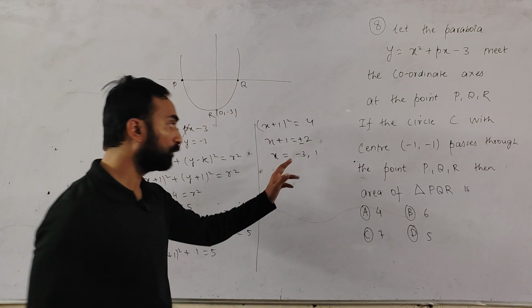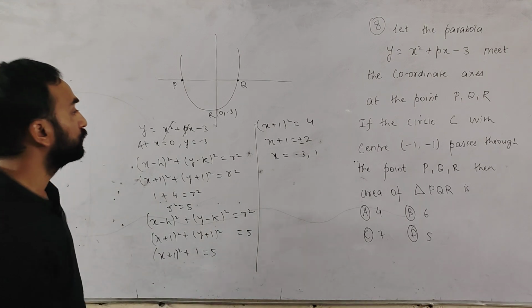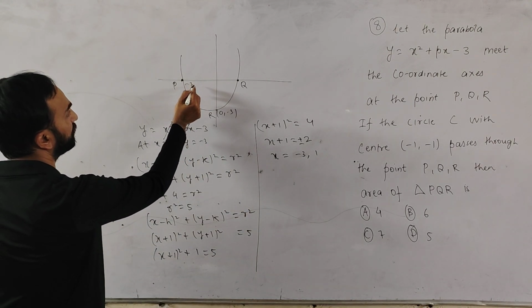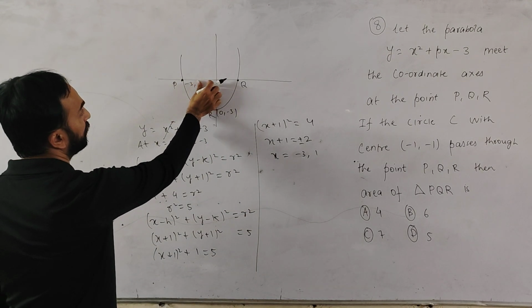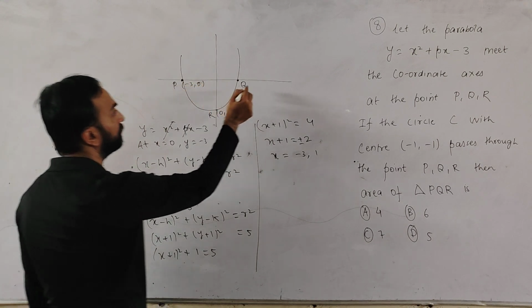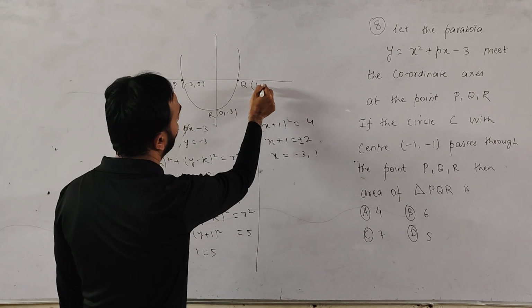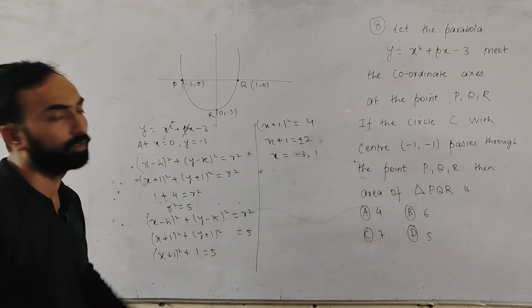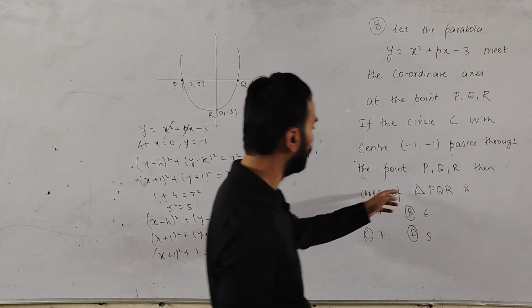Okay, so the x coordinates we get are minus 3 and 1. So this point will become (-3, 0), and this point will become (1, 0). Now we have the values of P, Q and R. These are the three coordinates we got. Now the area of the triangle.